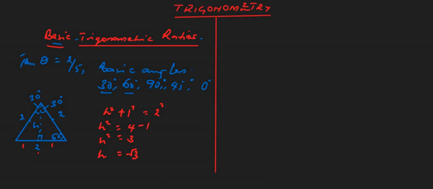The implication therefore is that we have a new right angled triangle which looks like this: 30 degrees here, 60 degrees, and it is right angled. If this is true, then we also see that this one here is root 3, and now this is 2 and this is 1. From this, we can take the ratios of 30 degrees and 60 degrees using SOHCAHTOA.